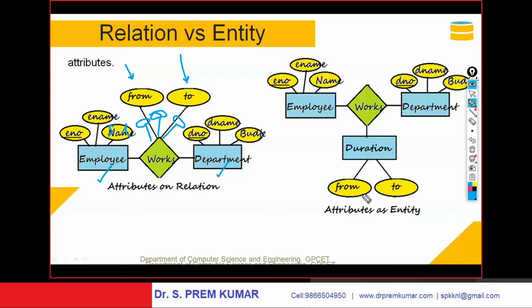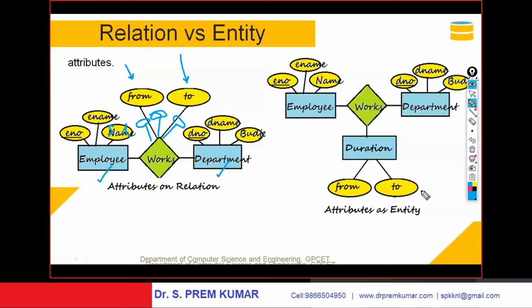Employee works for the department. For the duration, I am taking duration as a separate thing because the duration contains from date to date, etc. A lot of things it may have. And hence all those extra attributes I am removing and creating a new entity set with from and to concepts.